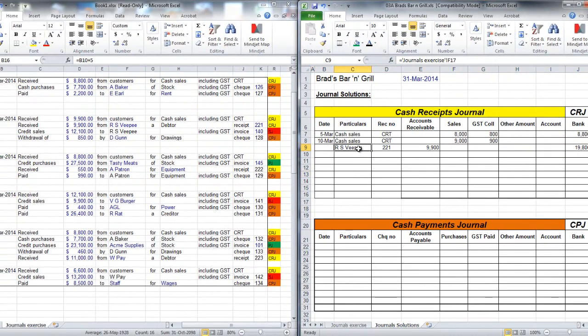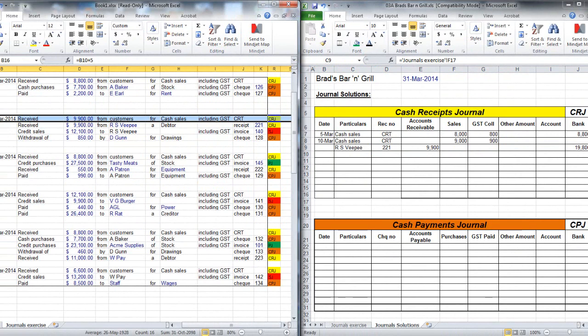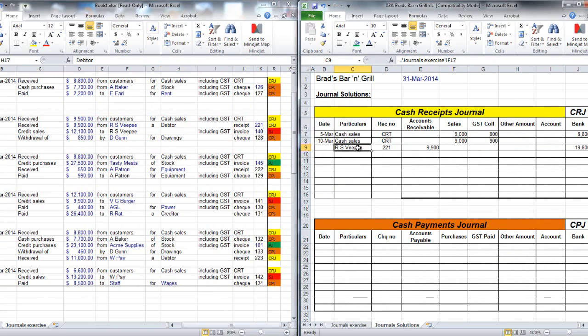So in this case, receive money from RSVP. He's a debtor, so he owed us money. So RSVP, and we record a receipt of 2221 and received $9,900. In this case, you do not worry about the GST because that has already been taken care of in another transaction, which I'll show you later.